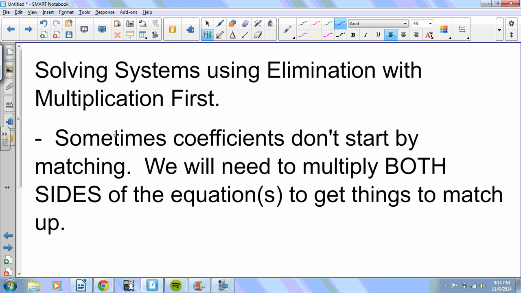So we'll need to multiply, remember, both sides. That's one of our big keys. That's why it's in bold or in caps, and that's why I'm underlining it. Okay, so we can do some forceful work on this to make things match up. Remember, you have to apply it to everything in the problem, or else you are changing the problem.